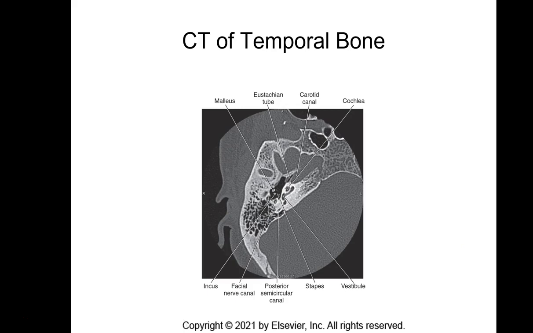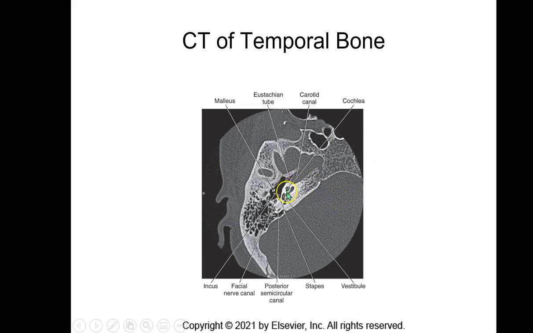Next, here is a CT scan of the temporal bone. And again, I mentioned this in part 1, but if you work in CT, you will do imaging of the temporal bone to try to visualize some of these small structures. So you can see here is the ear right here. So this is lateral and this is medial. And you can see some of the fine structures that we've been talking about.